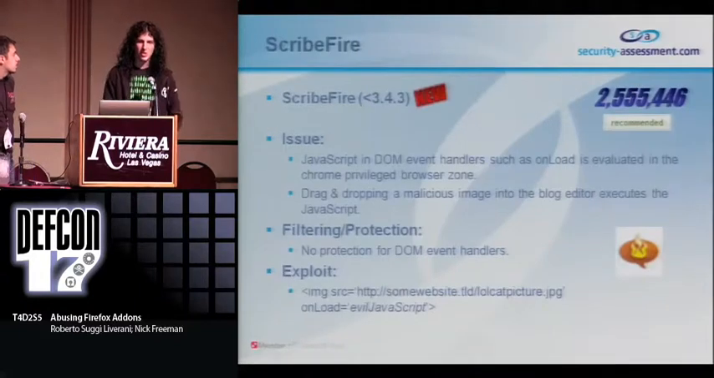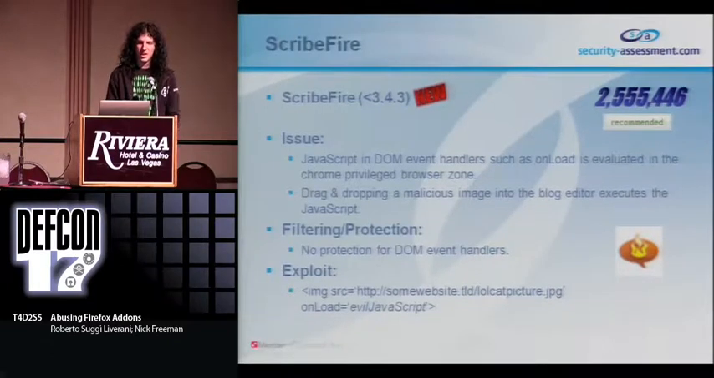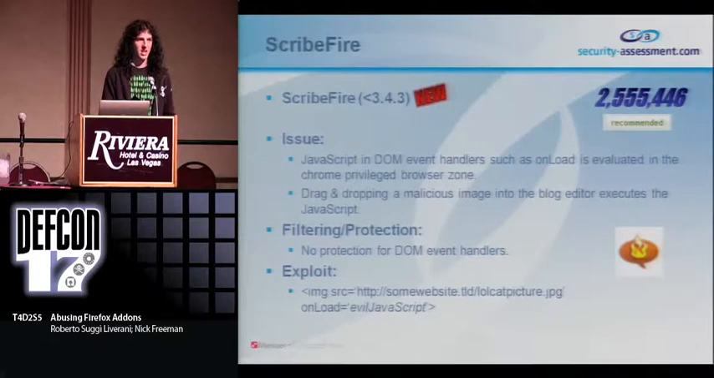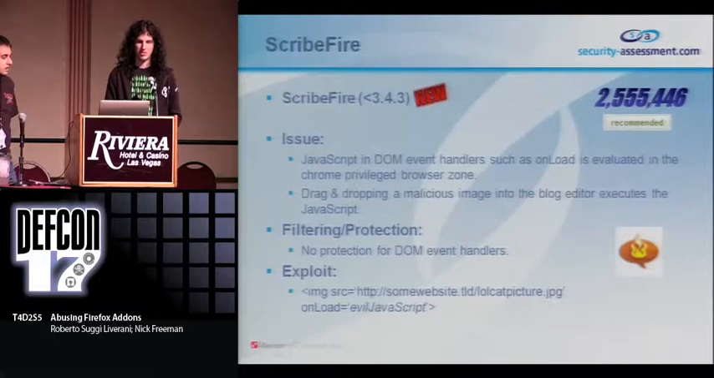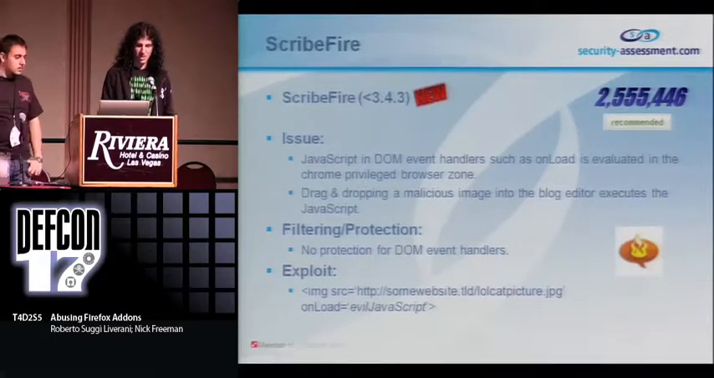And last but not least, we've got ScribeFire. This is a blogging extension with about 2.5 million downloads, again recommended. All the ones that we're showing you today are recommended by Mozilla. In this case, any JavaScript in DOM event handlers, like onload or onerror tags in images, would be passed into the Chrome zone. So we just use an image with some nasty JavaScript in there.